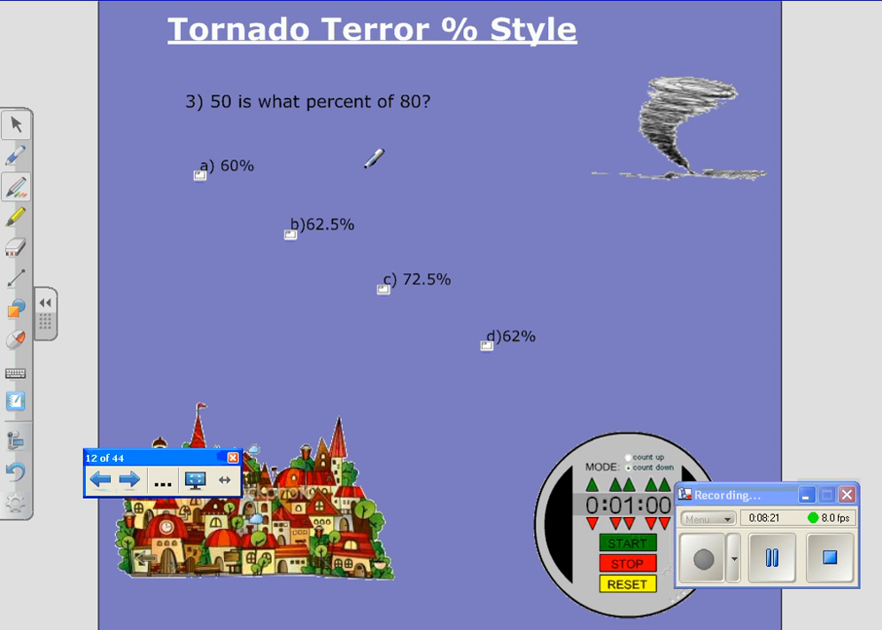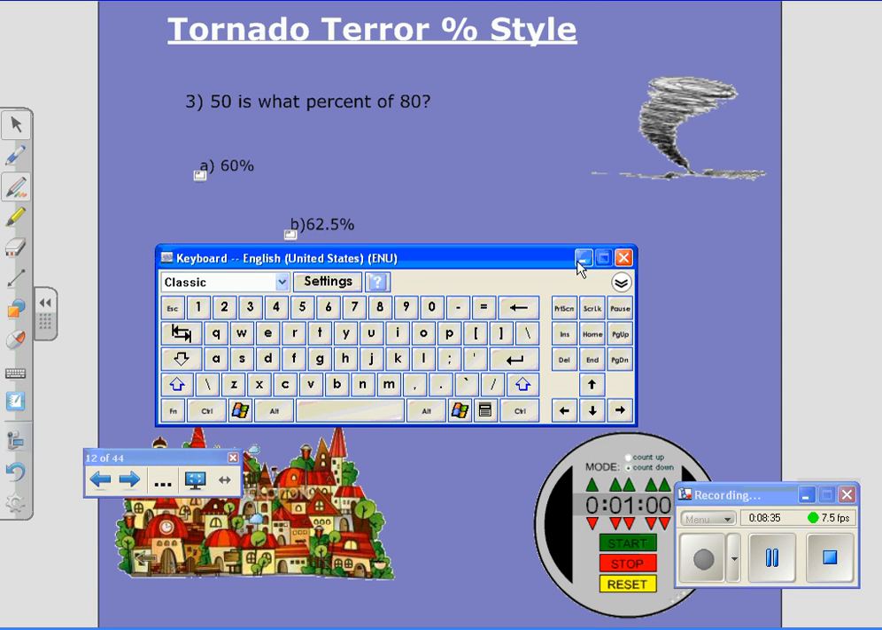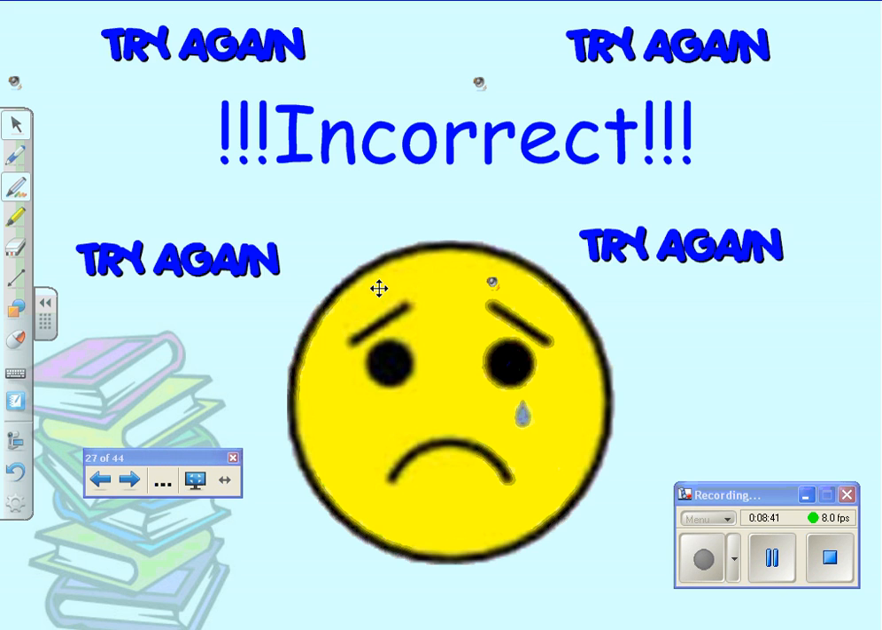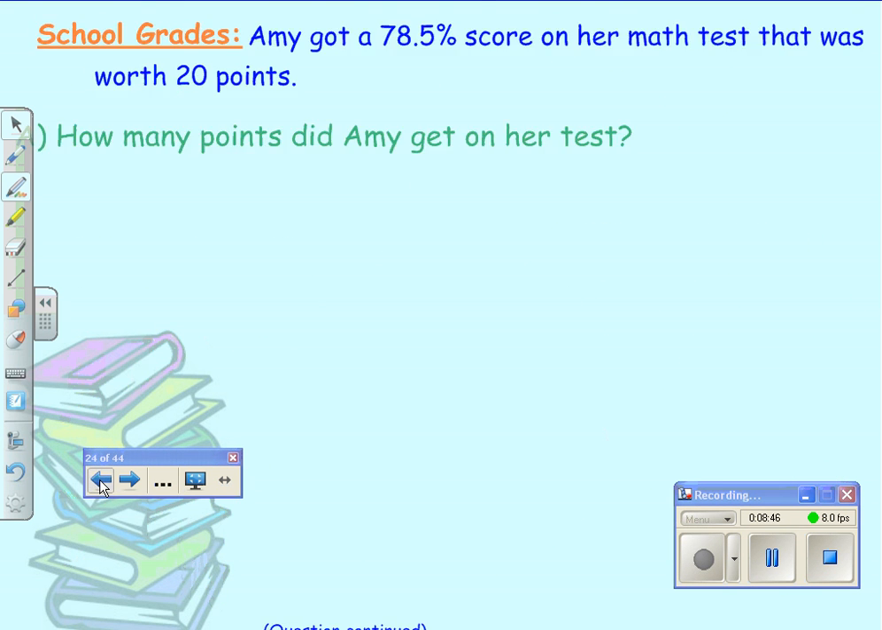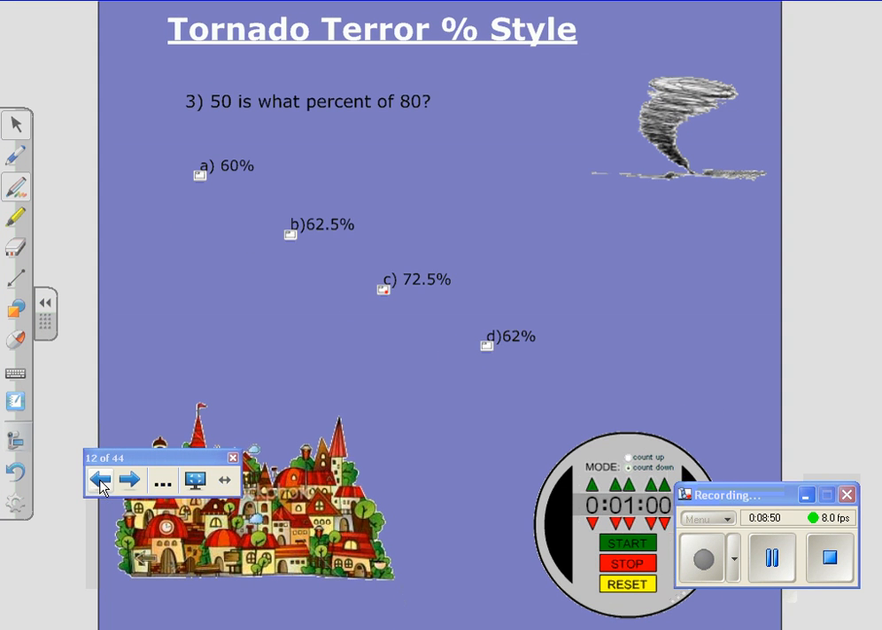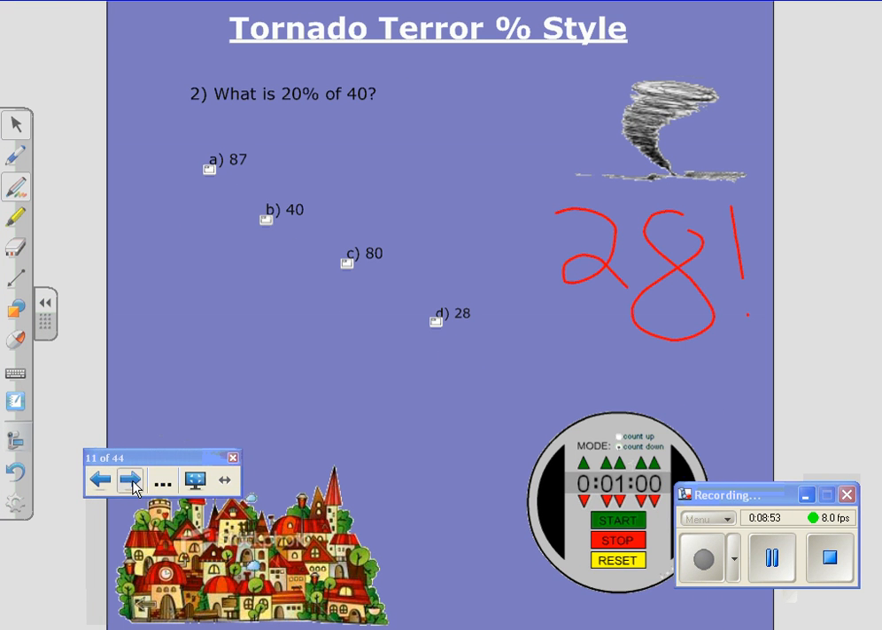50 is what percent of 80? $72. Set the marker. Why don't you just click? Because the marker's on. This is correct. Tell us how this is correct or incorrect. You need to prove it, remember. Moving on.